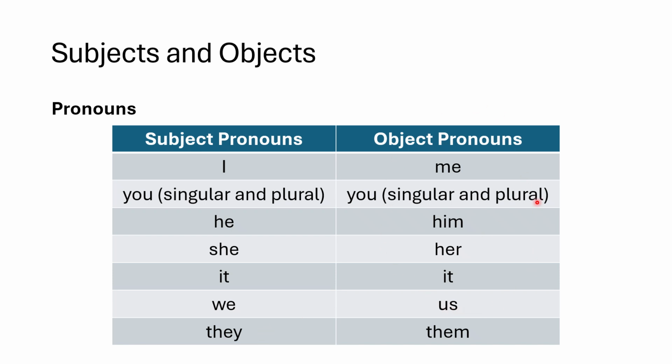These pronouns are used for objects in a sentence. Me, you, him, her, it, us, them.